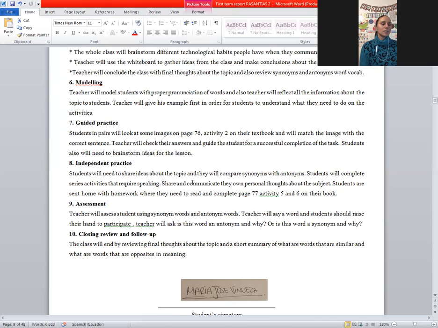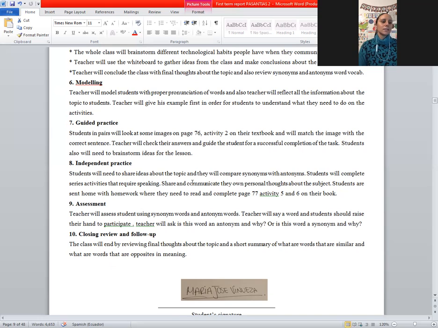For the assessment, the teacher will assess students using synonym words and antonym words. I'll be assessing the students. They will need to raise their hands also. That counts as participation. And the teacher will ask if there was an antonym and why. I'm going to be asking some random questions during the class.